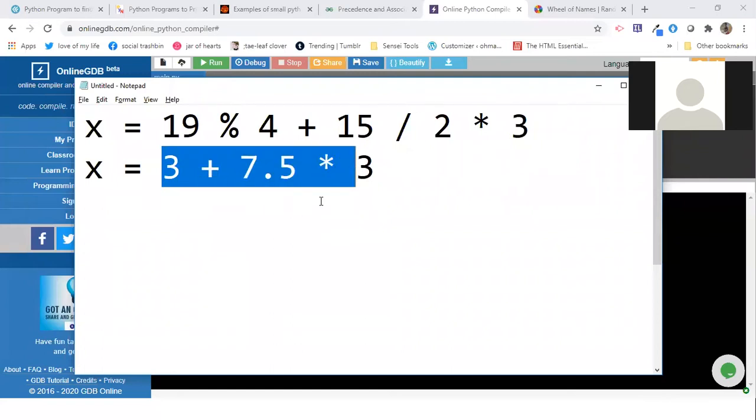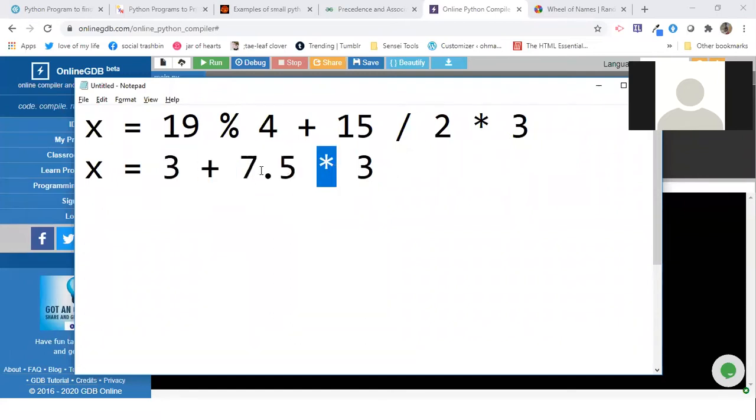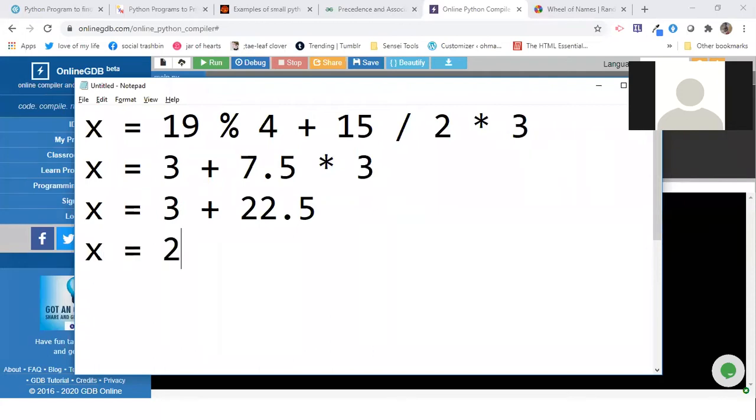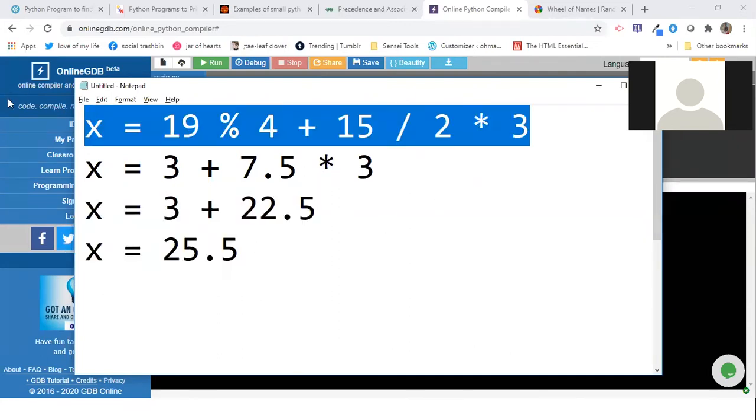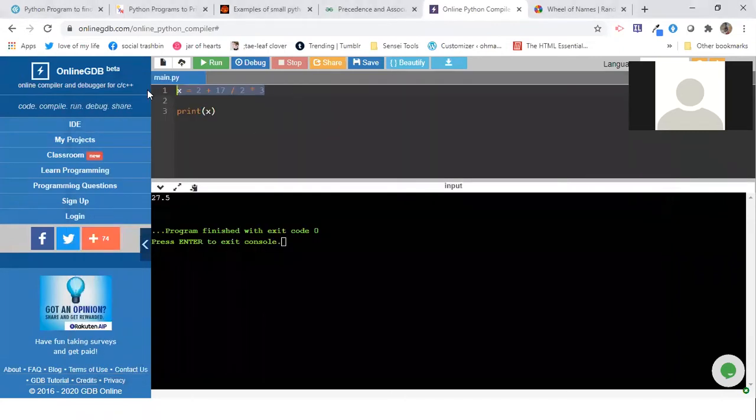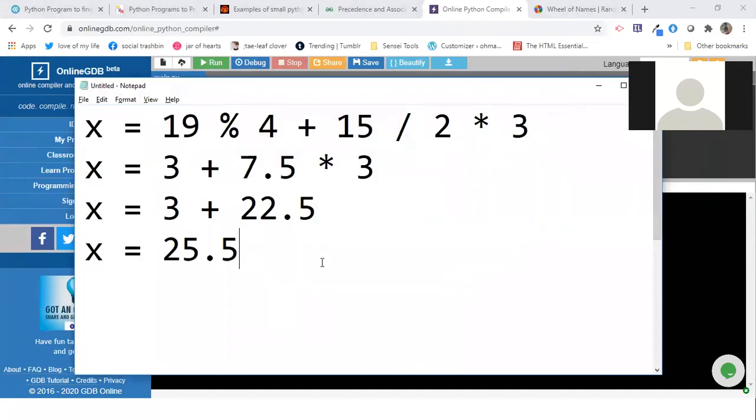So, we have two operators. Ano unahin natin dyan? Addition, multiplication. Multiplication. 7.5 multiply 3, and the answer is 22.5. 22.5 plus 3, therefore the answer is 25.5. Let us check with Python. 25.5. Last equation.